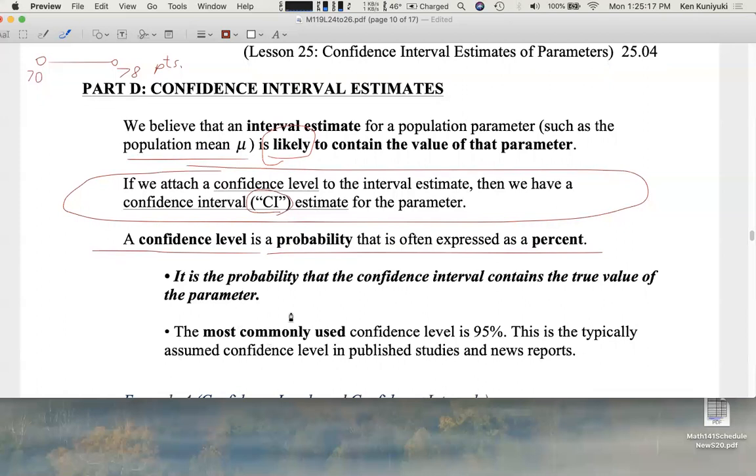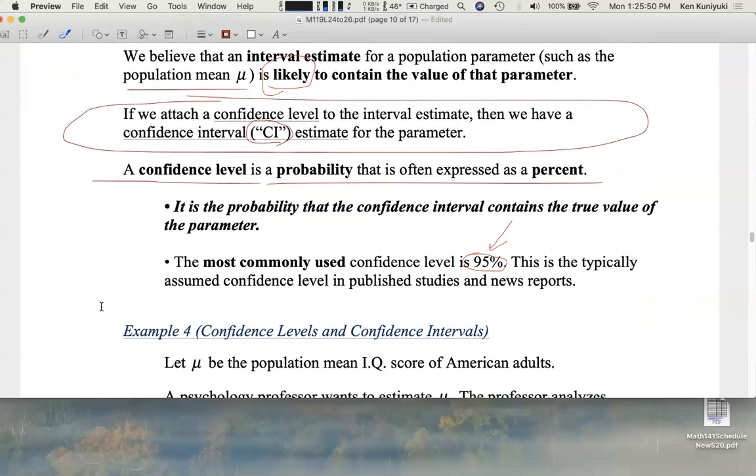The most commonly used confidence level, again, is 95%, and this is the typically assumed confidence level in published studies and news reports. In fact, many statisticians are irritated by the fact that polls and other studies reported by the news media might report the margin of error, like in a poll, for example, but the news media almost never tells the audience, hey, the confidence level is 95%. But that is typically the assumed confidence level. You should know that as a news viewer. Granted, the news is not very pleasant to watch today.